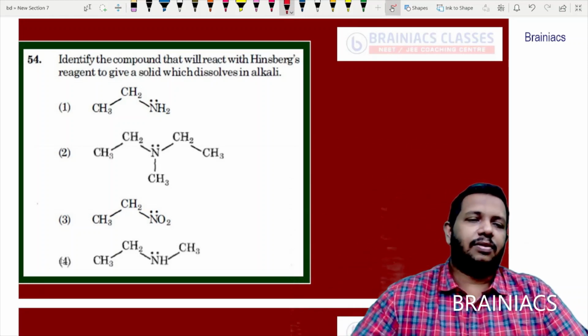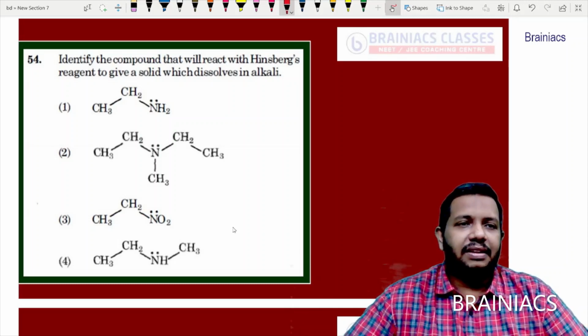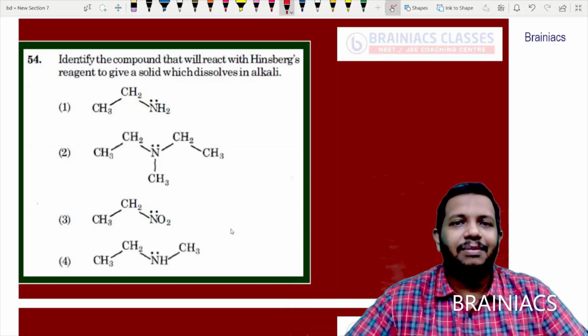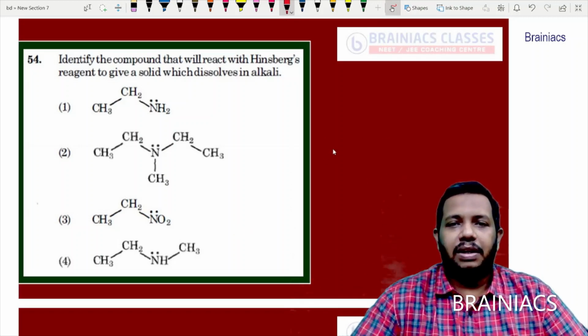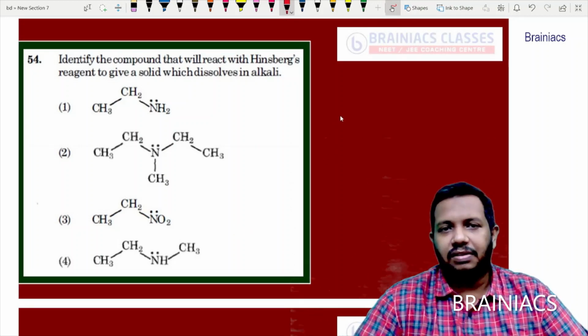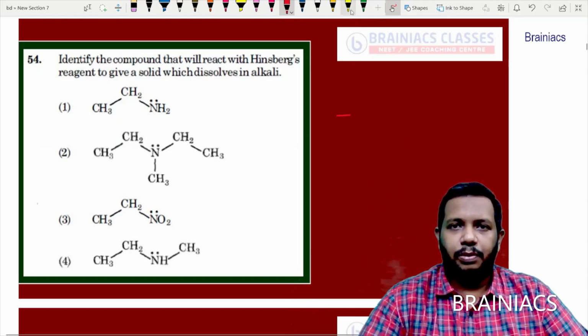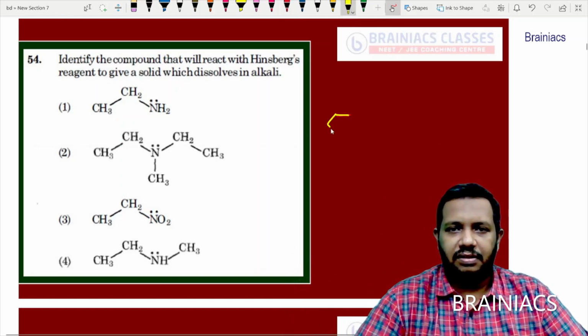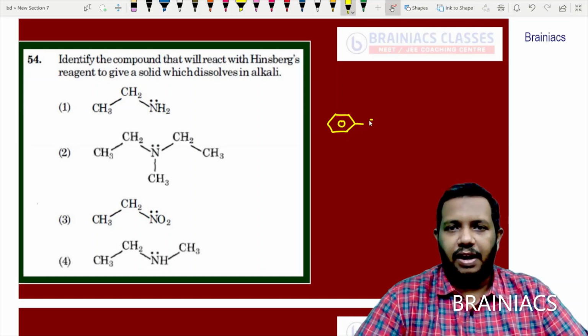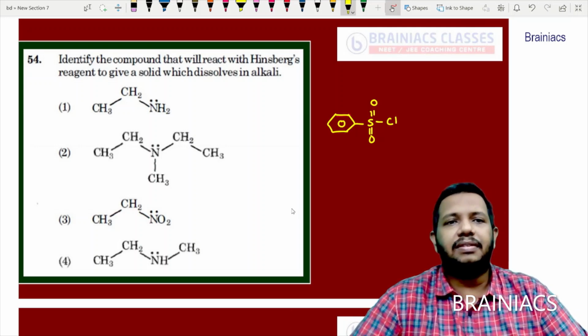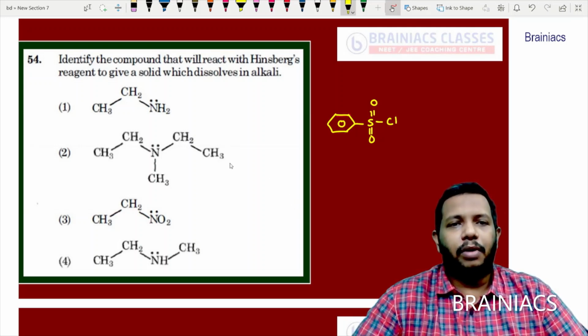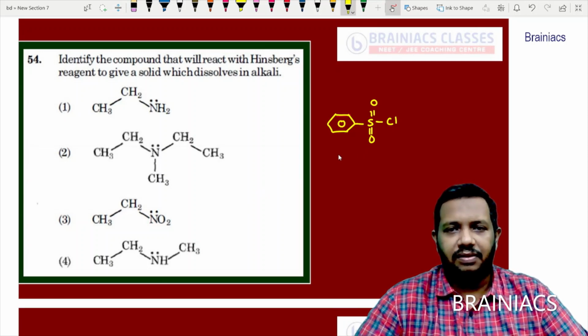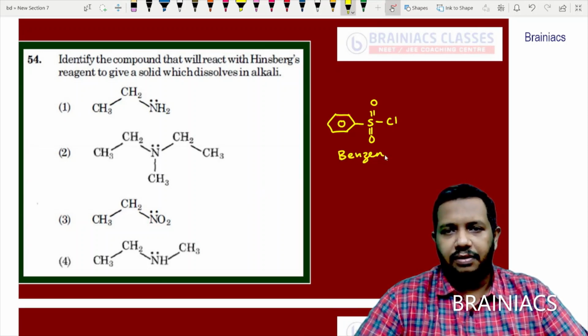So let's go to the next question. So here you have a question like this: identify the compound that will react with the Hinsberg reagent. So what is Hinsberg reagent? We know Hinsberg reagent is benzene sulfonyl chloride, correct? So I hope you remember the structure. That is something like this: benzene sulfonyl chloride. Now they are telling which of the compounds among these 4 options will react with the benzene sulfonyl chloride. Then what will happen?